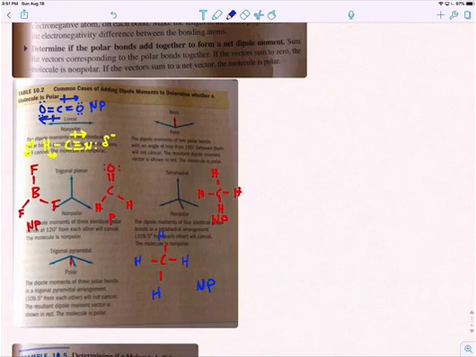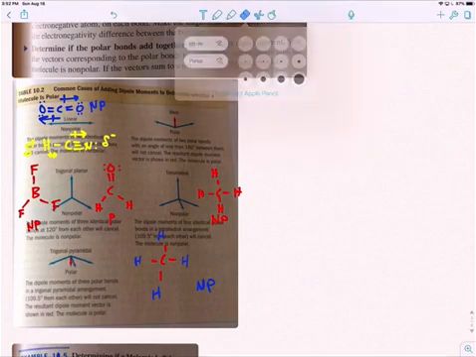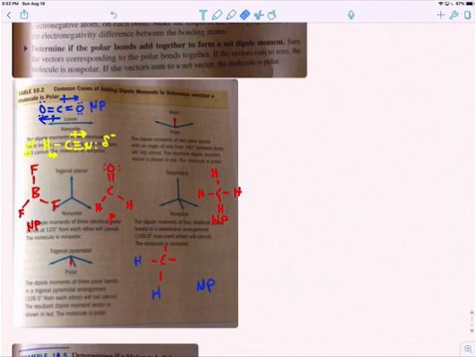Now for tetrahedral, if all the atoms are the same, it's nonpolar. If one or more are different, it's polar. So let me give you an example here. Methane, this is nonpolar. So let's say I'm going to put a chlorine here. Chlorine here, have chloromethane. This is polar. Let me add another chlorine right here. Methylene chloride. This is polar. Let me add another chlorine. Chloroform. This is polar. Let me add another chlorine for carbon tetrachloride. These are all the same. This is nonpolar.